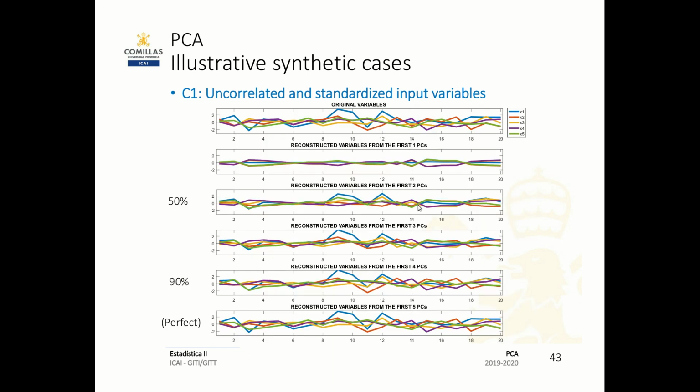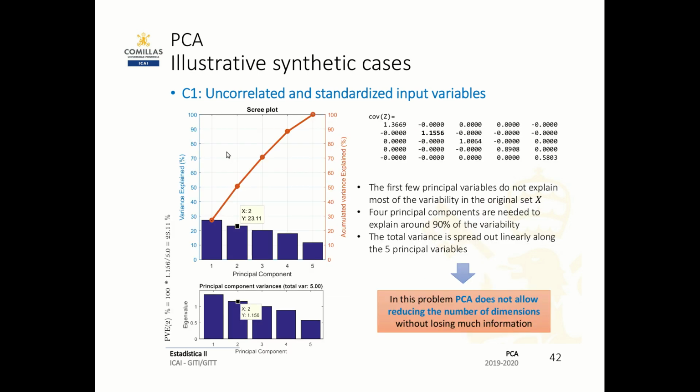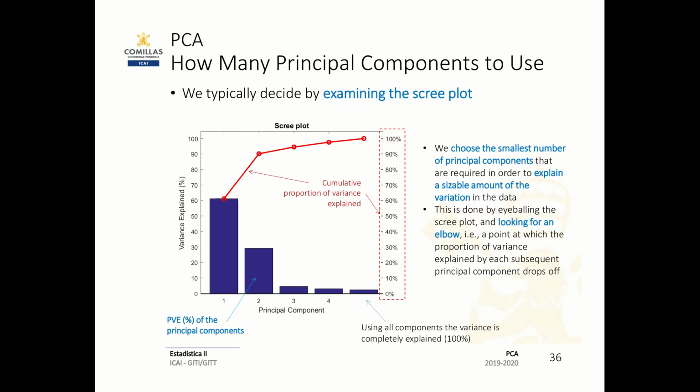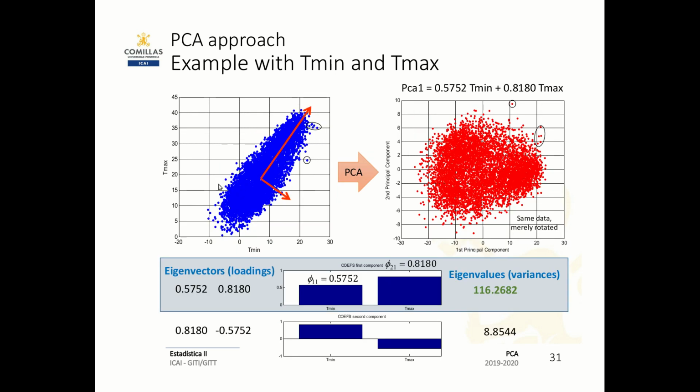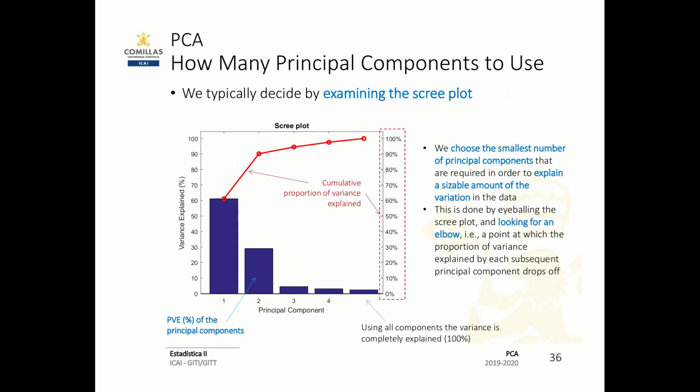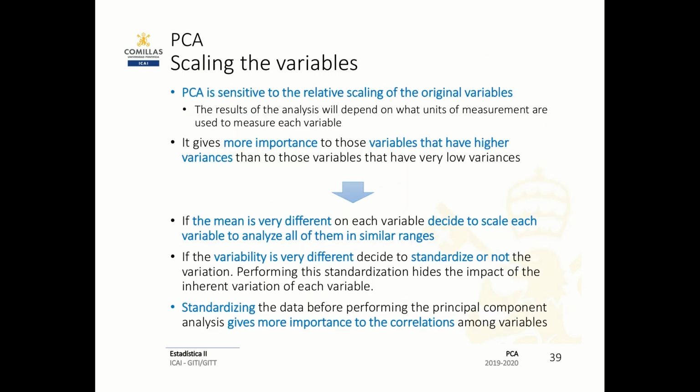So here we have how the input variables look like. We have a few samples of these input variables, and then we can reconstruct the data. We have not seen this yet, but we can approximate x. The x observations that we have here, we can approximate them by a sum of the principal components, so that we can get closer and closer to the input observations by adding more and more principal components.